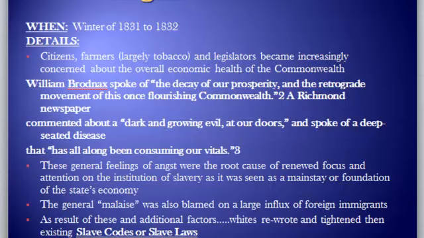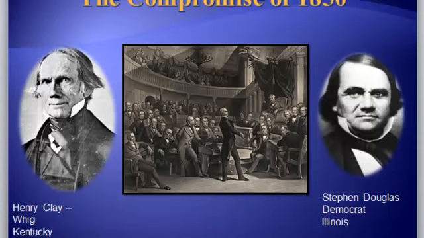It is also cause for the Virginia Convention of 1831 and 1832, which basically says a group of Virginians are very concerned about what has been going on in the South and are very concerned about their future.